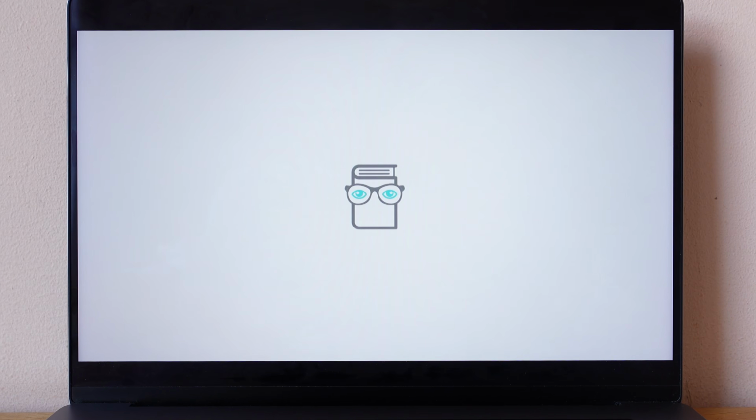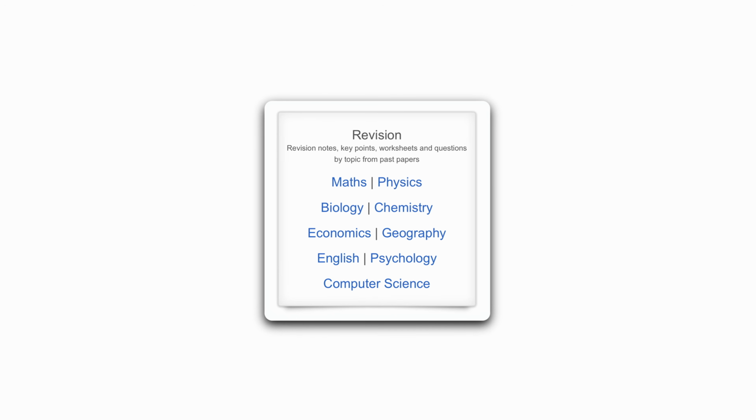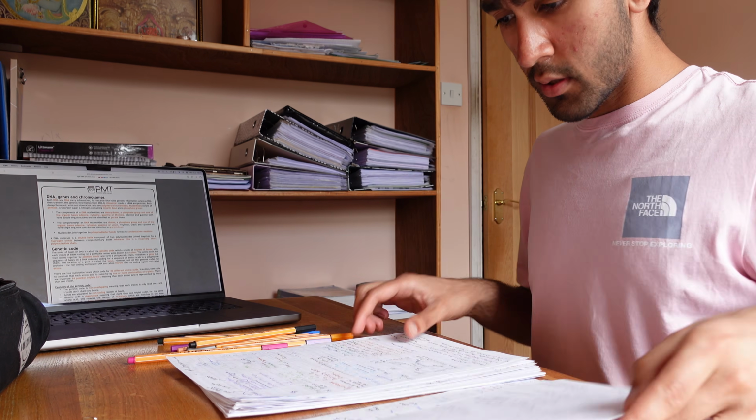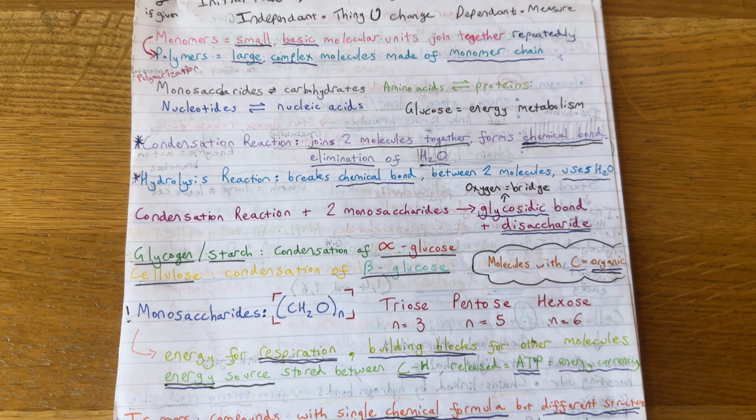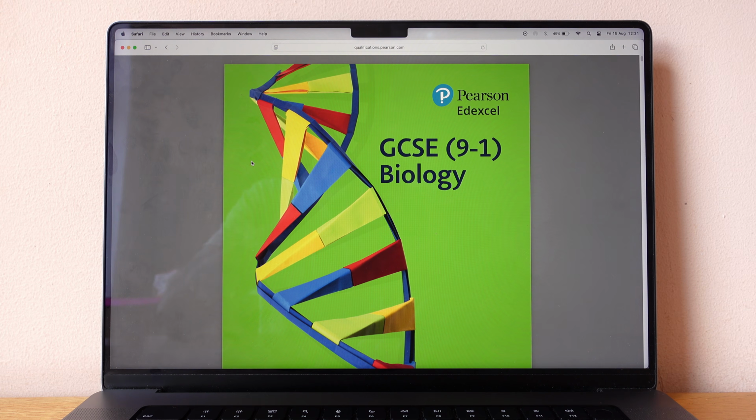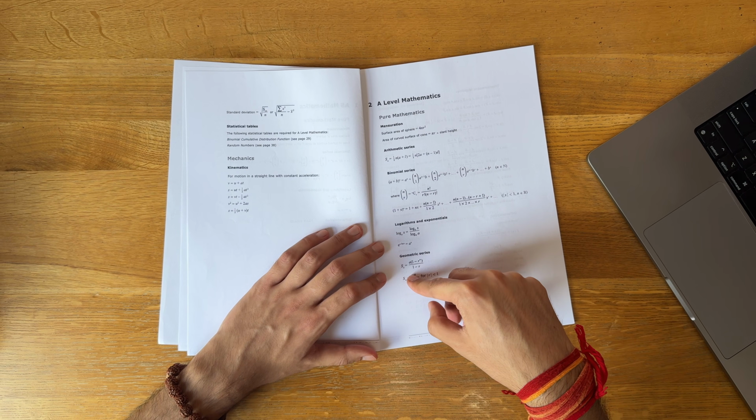The first website you need to know about is PMT. These are the subjects they cover, but I mainly use this website for the sciences. I would use their detailed notes on the website to make my own notes. Their notes are based on the spec, which is the document from exam boards listing everything you need to know.